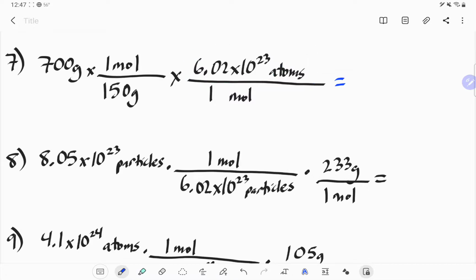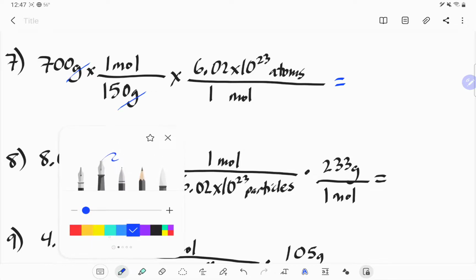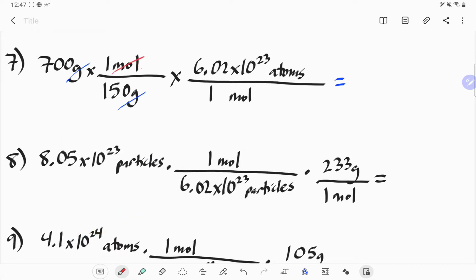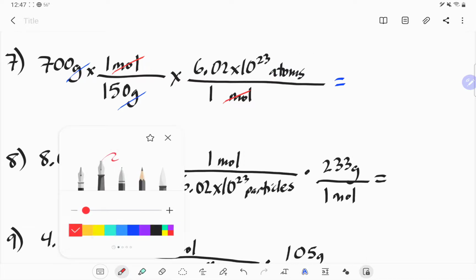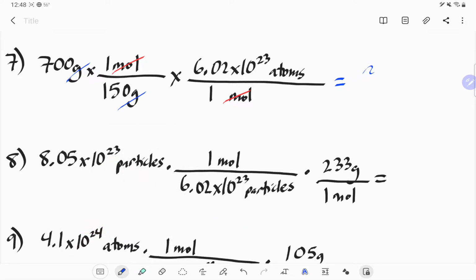So here, I'm going to notice that grams can cancel. Moles can also cancel. And then I'm left with the unit of atoms. So my unit is going to be atoms. And I'm going to type this all into my calculator. And when I do, I am going to get an answer of 2.8 times 10 to the 24th atoms.